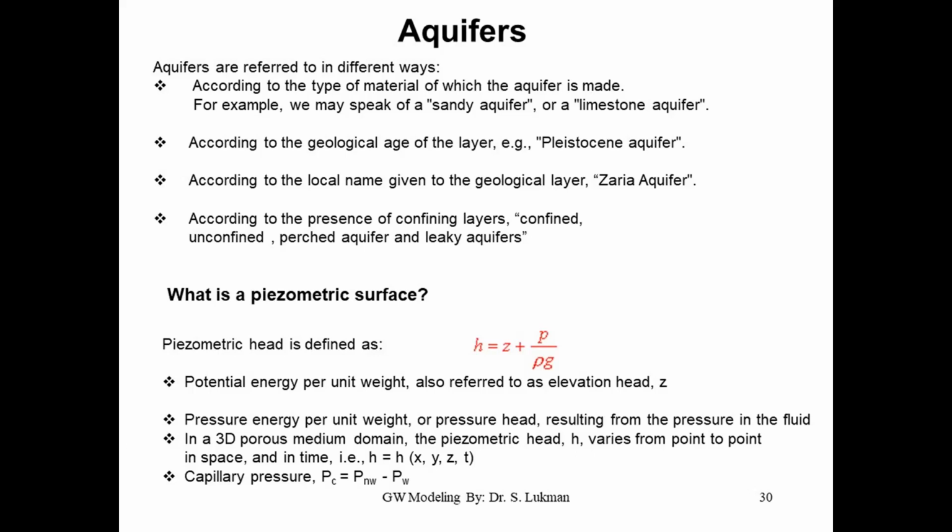The capillary pressure is usually referring to the pressure difference between the non-wetting fluid and the wetting fluid, which we designate as PNW for non-wetting fluid, PW for wetting fluid. Okay? So in this case, the capillary pressure, when you have air and water, we can have it at the air-water interface. Okay? So it is now the pressure difference between air and water.